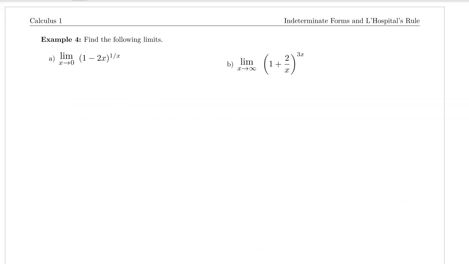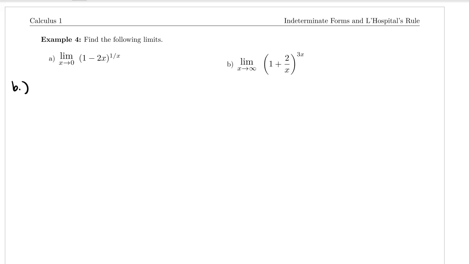Example 4, part B, wants us to find the limit as x approaches infinity of (1 plus 2 over x) all raised to the 3x power. Now, if I use direct substitution, we end up getting 1 plus 0, so that's 1, and then to the power of infinity. So this is one of our alternative indeterminate forms, but we want to get it into a different form so that we can use L'Hopital's rule.